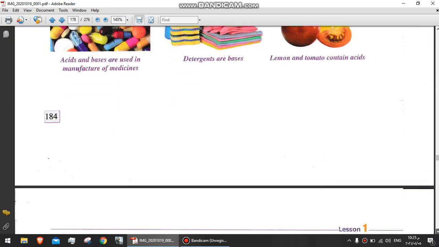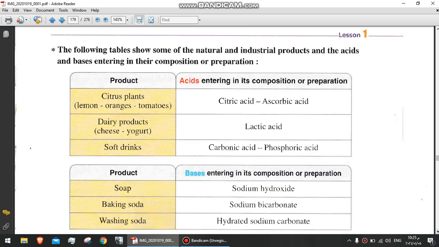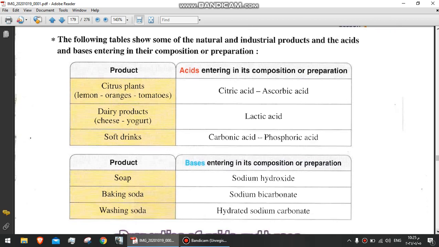Now we know that there are some products that contain acids and bases in their composition, like citrus fruits, in which there is citric acid or ascorbic acid; dairy products, in which there is lactic acid; and soft drinks, with carbonic acid and phosphoric acid. Some products contain bases in their composition: soap, which contains sodium hydroxide; baking soda, sodium bicarbonate; and washing soda, hydrated sodium carbonate.